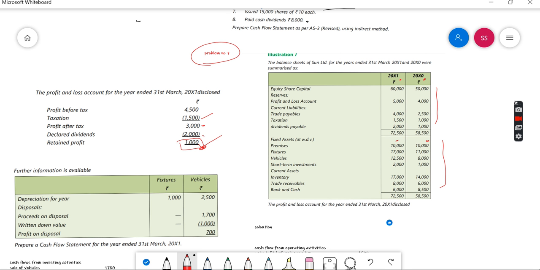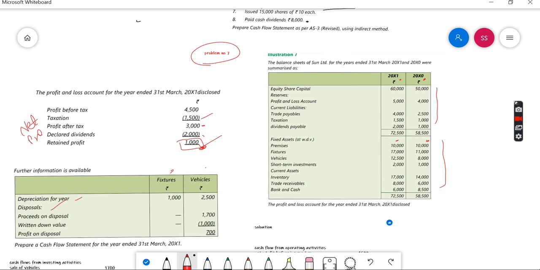Now, here they give further information, and these are the fixtures and vehicles, both are assets. Depreciation, and then disposals means sale, proceeds on disposal, written down value, and profit on disposal. Anyway, whatever the problem is, we have to stick to our format, right? So here we can solve this problem by using the indirect method. Why? Because they gave the net profit.